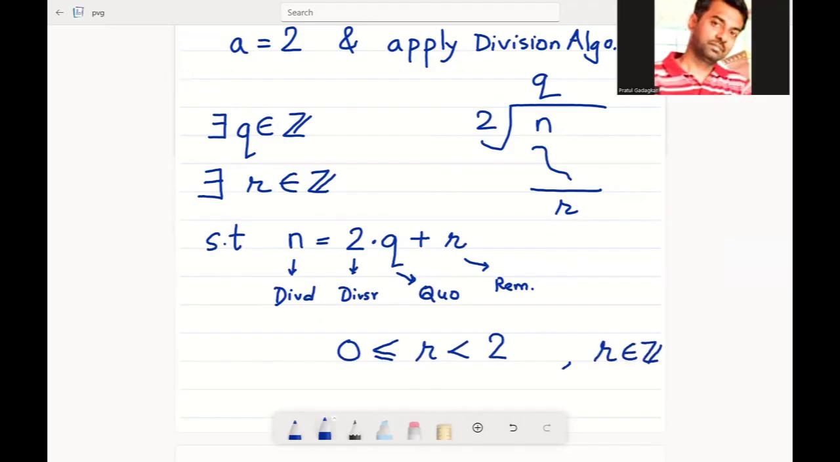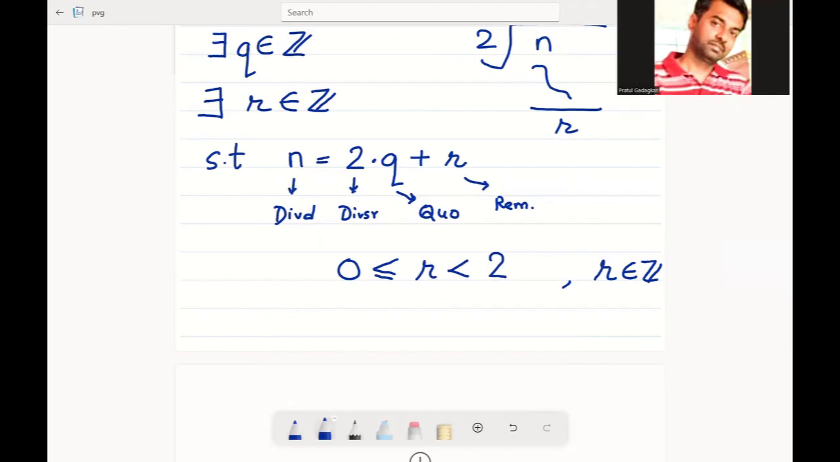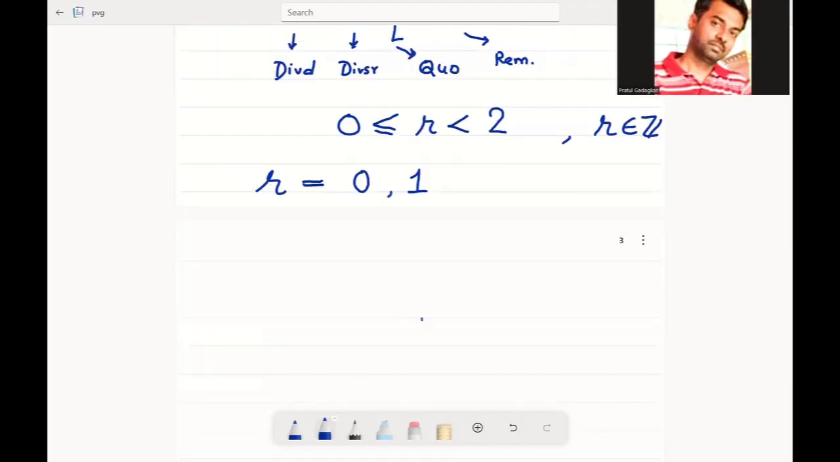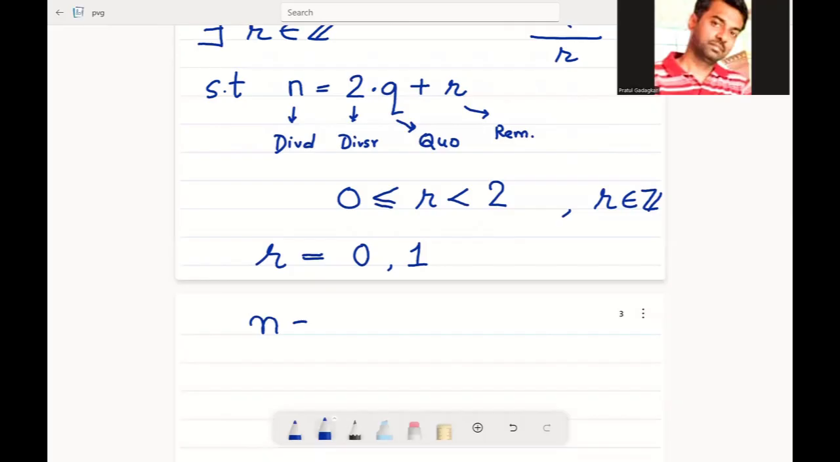Right. So what are the integers which are satisfying this property? So what is the value of r which is less than 2 and greater than 0? So clearly remainder can be 1, because 1 is less than 2 and greater than 0. And you can have 0, since 0 is less than or equal to, so you can even take 0 also. So the only two choices of remainder are 0 and 1. So if you now write what is n equal to from above, n is equal to 2q plus r, where r is having only two choices. r is either 0 or 1.